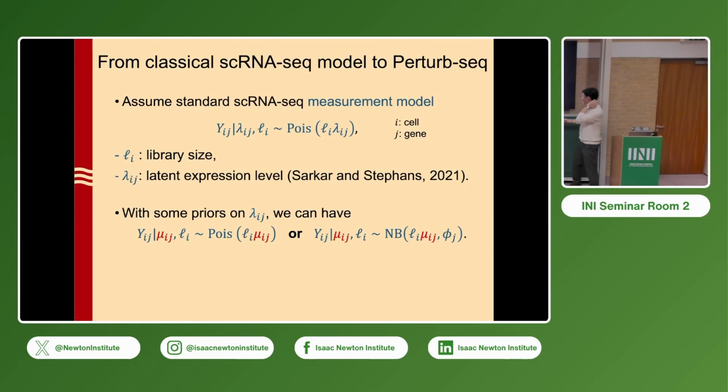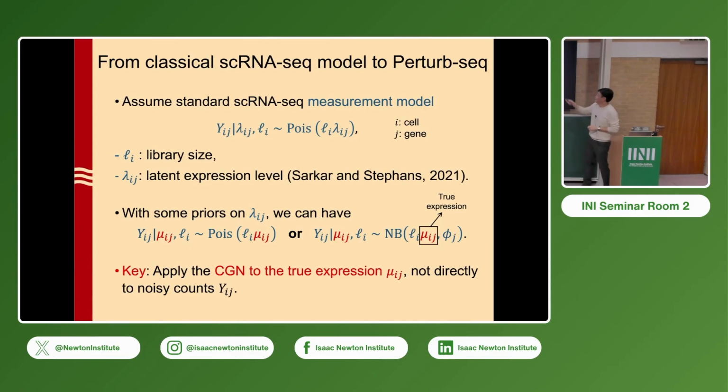literature. And with some proper priors on this lambda, if this is just a point mass, then this is going to be again Poisson. And if this is gamma, then this is going to be a negative binomial. People typically call this mu ij the true expression level, and the Yij the noisy observation of this mu ij. So the key over here is that our model puts a DAG over this mu ij instead of this Yij, which is noisy.